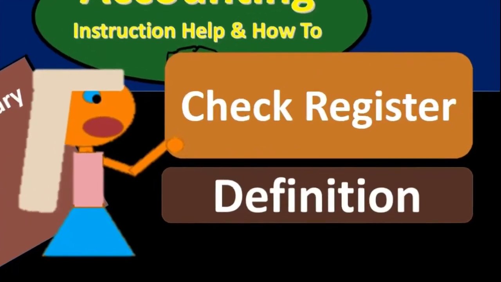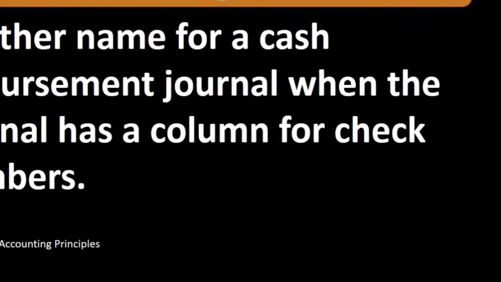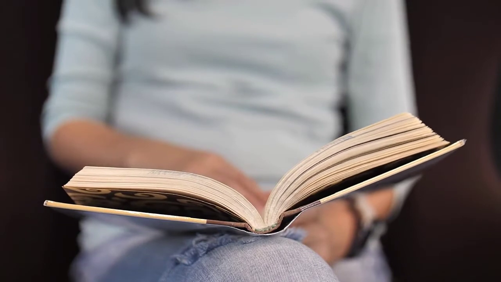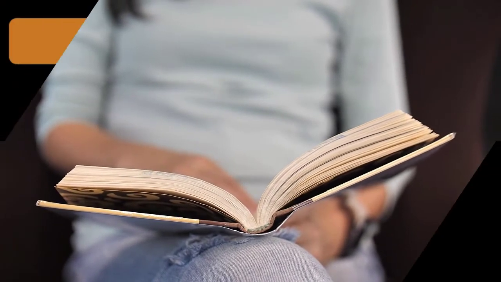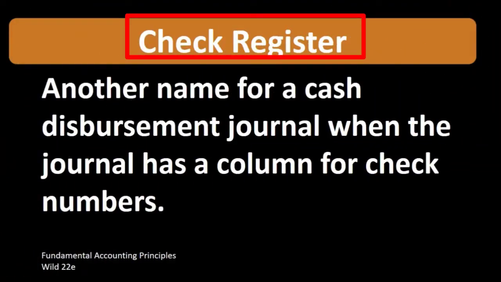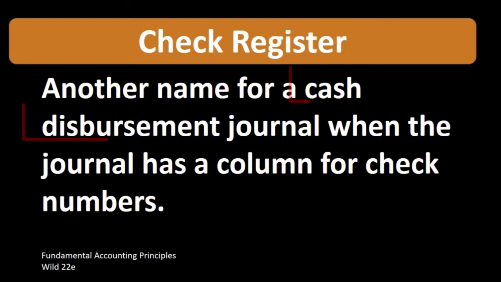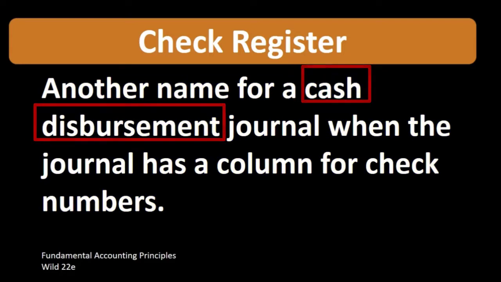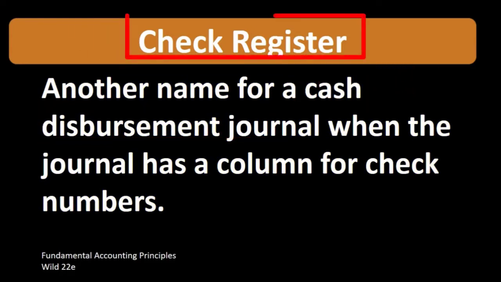Hello, in this lecture, we will define check register. According to Fundamental Accounting Principles, WOW 22nd edition, the definition of check register is another name for a cash disbursement journal when the journal has a column for check numbers. So we're talking about those cash disbursements that we will then record in the check register.